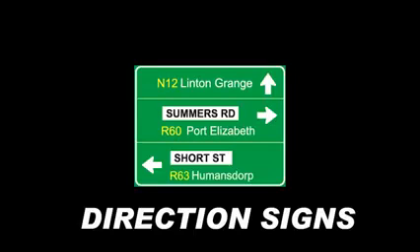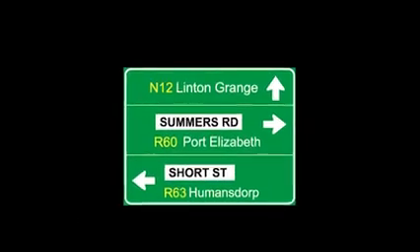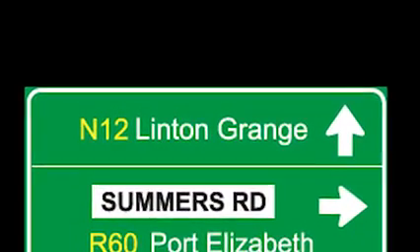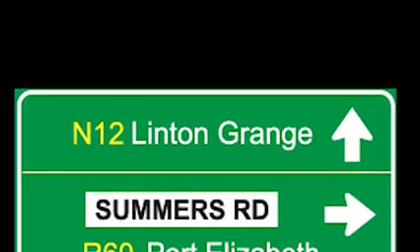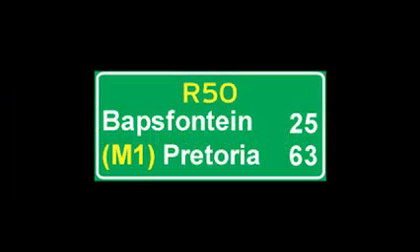Direction signs. These signs are mounted on poles or overhead structures. These signs have a green background. Direction signs indicate the direction to a specific place by means of an arrow. When there are no arrows, it indicates that the route on which you are traveling is correct to a specific place. It will display the route name, the town name and the distance to the town.